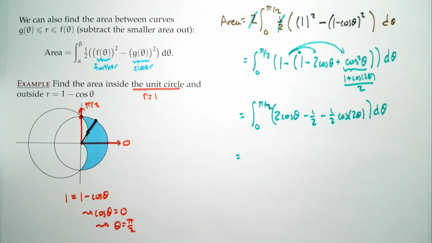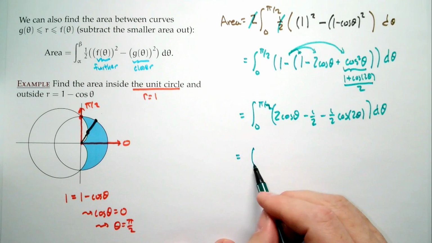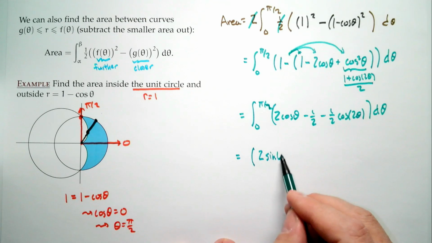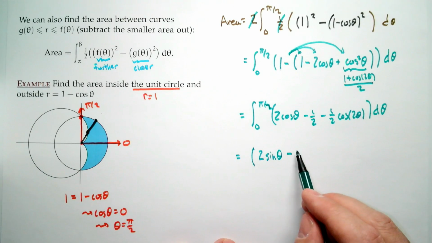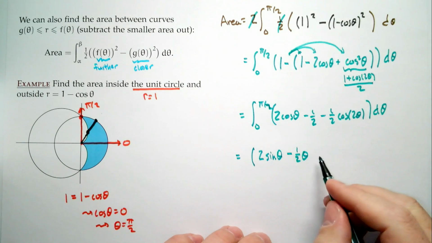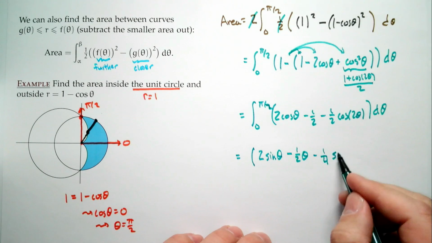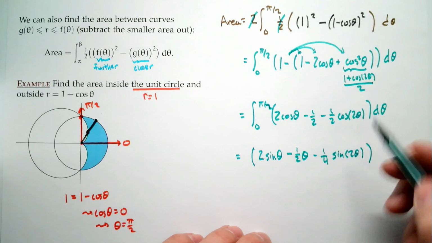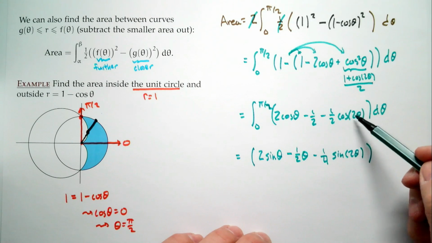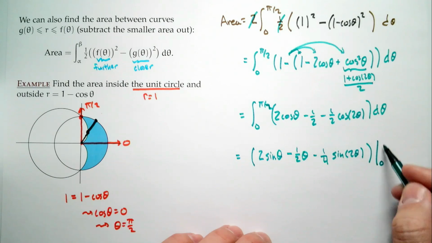Integral of 2 cosine theta? Two sine. Integral of a half? Half theta. Integral of a half cosine 2 theta? Sine of 2 theta, and what's the coefficient? 1/4. Where's that 1/4 coming from? Well, that 1/4 is a combination of two things. It's a combination of the 1/2 that's already there, and then we have to accommodate for this 2 on the inside. So there's another half that comes in, from 0 to pi over 2.